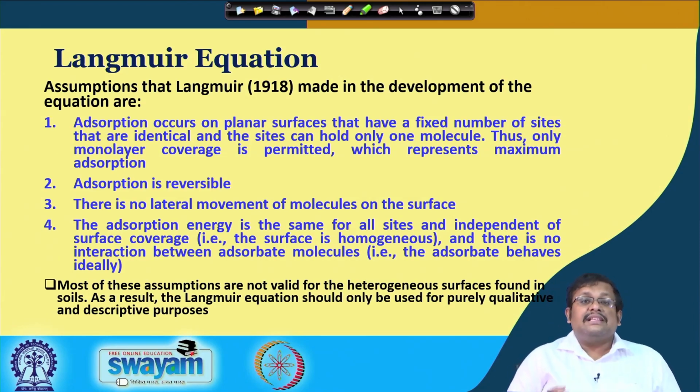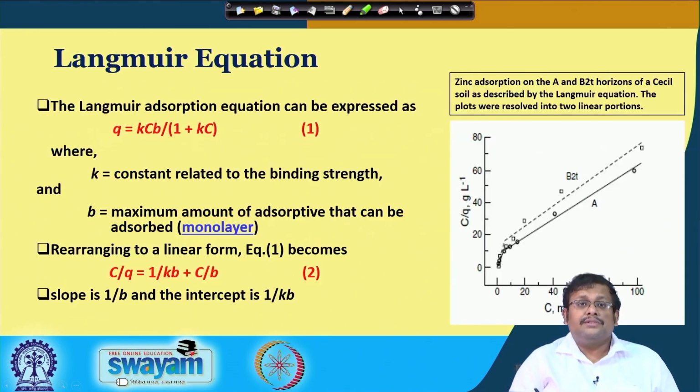So, most of the assumptions are not valid for heterogeneous surfaces found in soils, because as you know the soil surface is highly heterogeneous. As a result, although the Langmuir adsorption equation is generally assumed for different adsorption practices, in practice the Langmuir equation should only be used for purely qualitative and descriptive purposes because of these limitations.